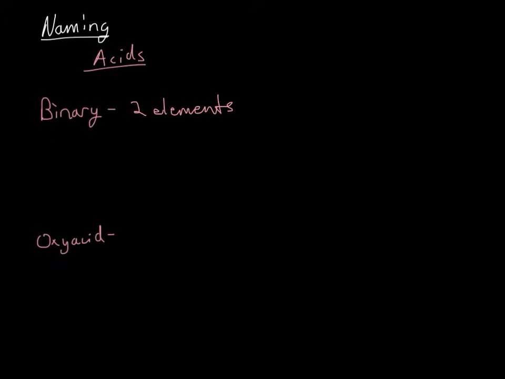Naming the binary acids follows some very simple rules. Let's take a look back at our HCl. So we have HCl. This is hydrochloric acid.